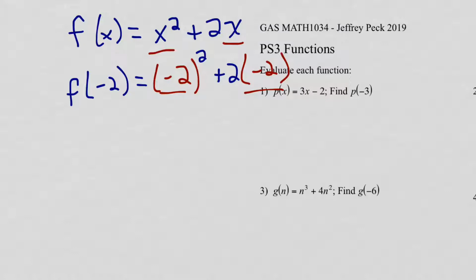Let's continue with our solution. So f of -2: -2 squared, we said -2 times -2, +4. And over here we have +2 times -2, -4. And overall, the result of this will be 0.